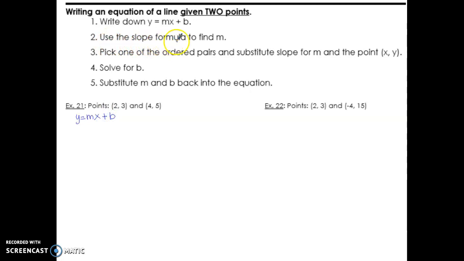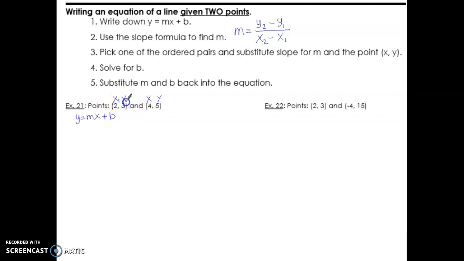Step 2 says use the slope formula to find m. What's our slope formula? M is equal to y2 minus y1 over x2 minus x1, right? Pick one of the ordered pairs and substitute the slope for m and the point for x and y. But before we do step 3, we still have to look for our slope, which is y2 minus y1 over x2 minus x1. So how we use the slope formula is you're just going to designate these points as x and y. X and y, we already know that our x comes before our y.